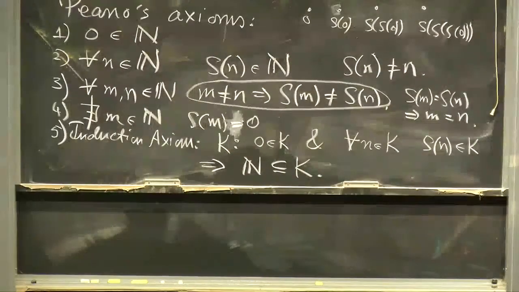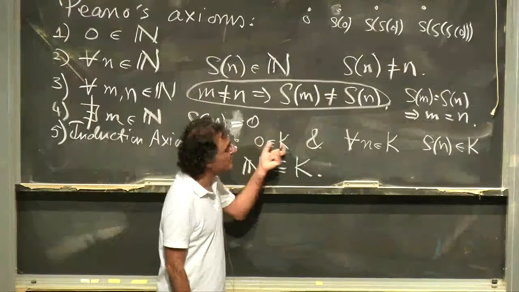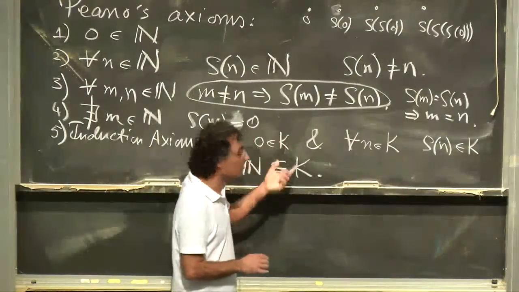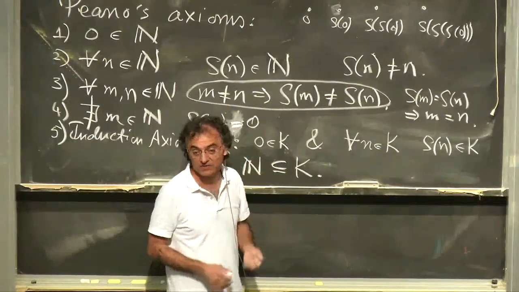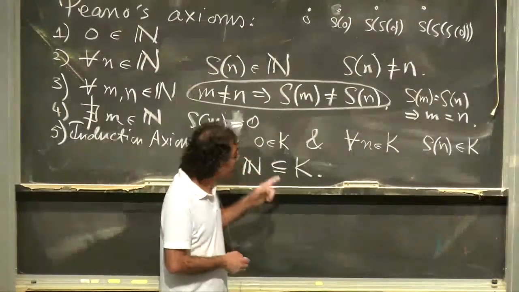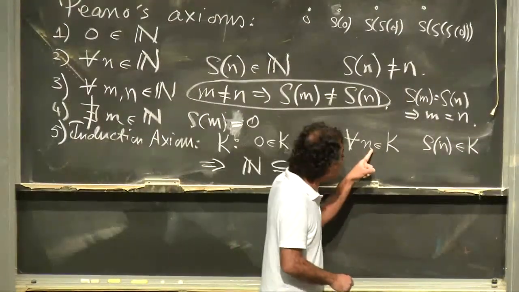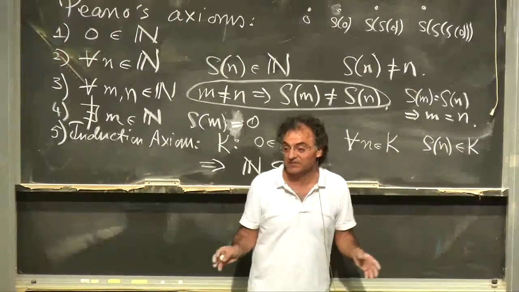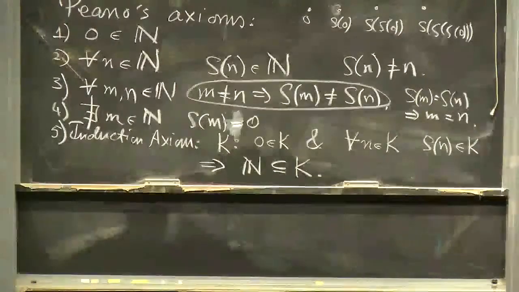Okay? What's this telling us? It's saying, look, as soon as you got 0 and all its successors, you already got all the natural numbers. In the set K, you might have other things as well. You could throw in -1 as well. You could throw in other numbers. That's fine. As soon as you include 0, and as soon as for every natural number you include its successor, you've already included all the natural numbers. Okay? You see why that's called the induction axiom?